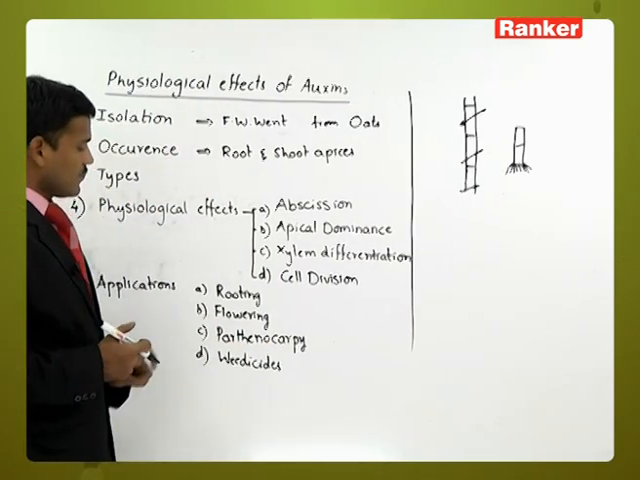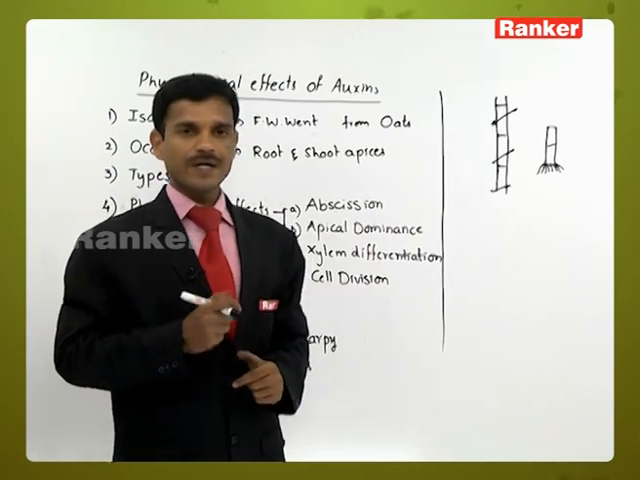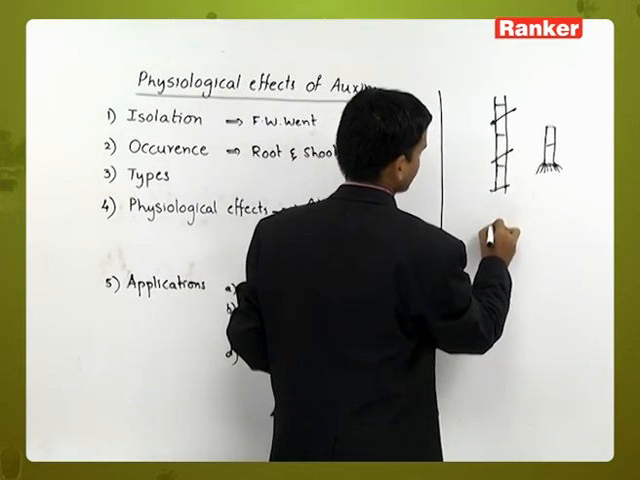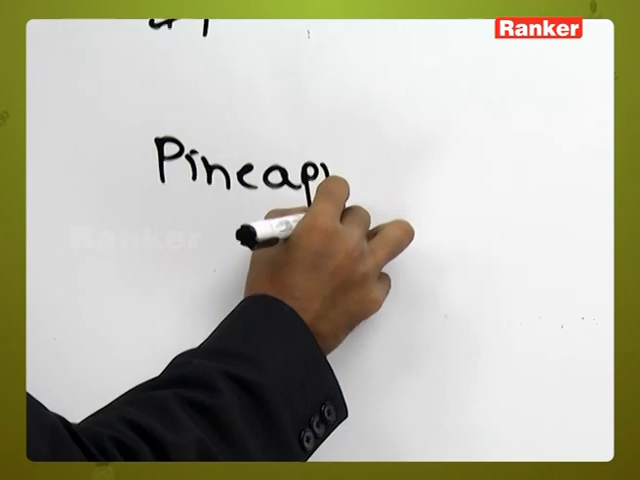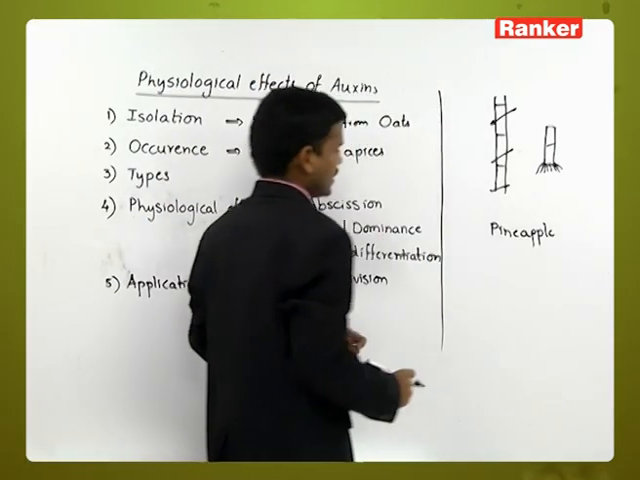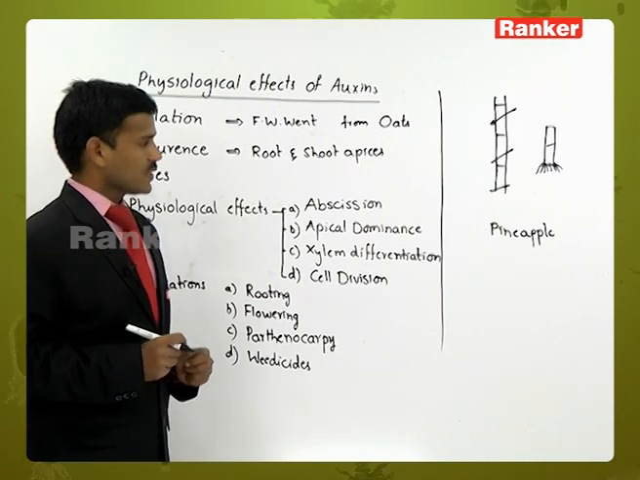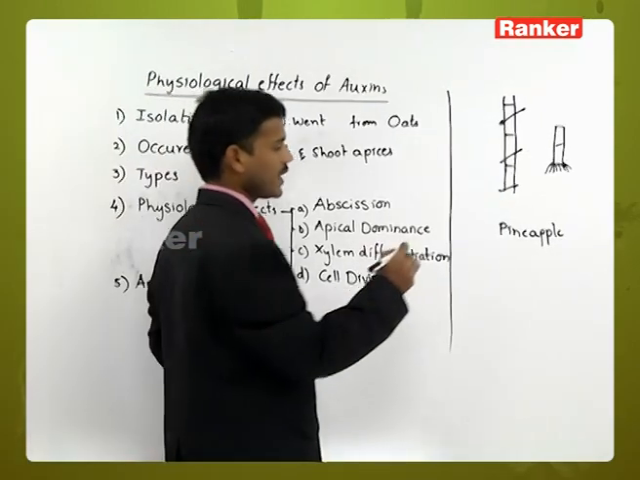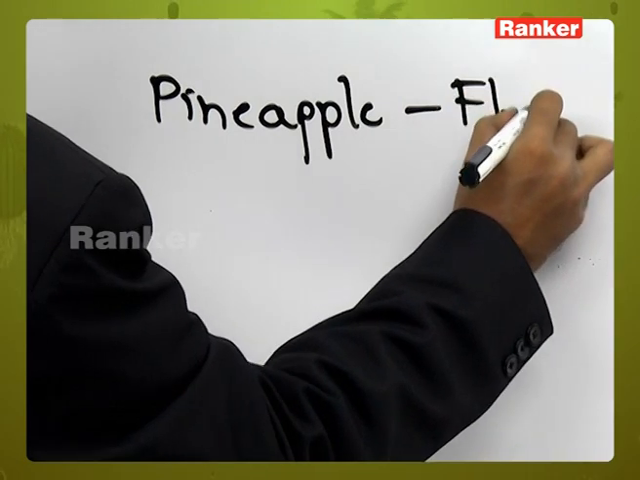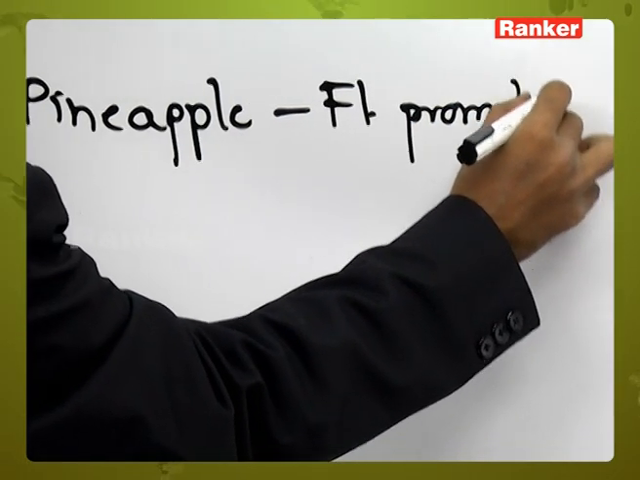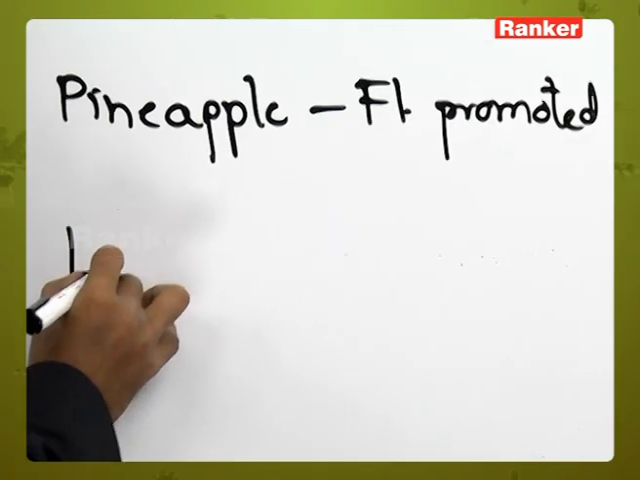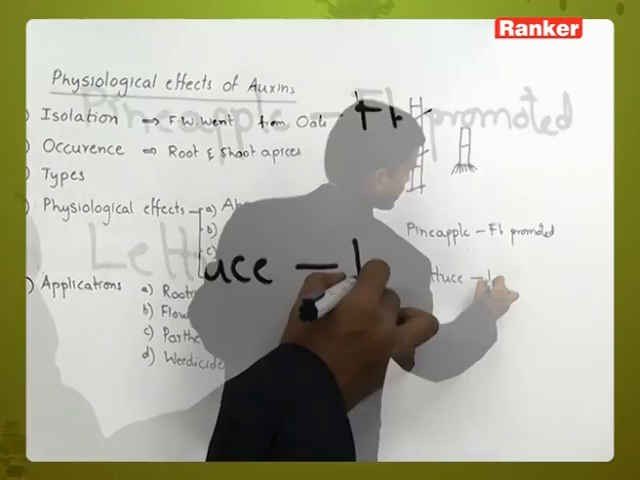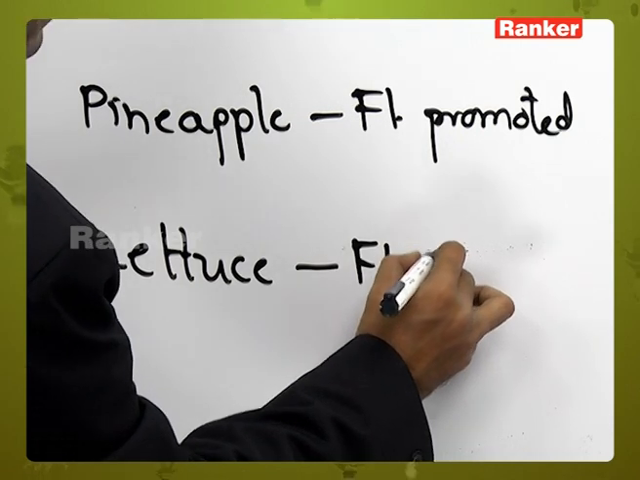Next, flowering. Flowering is sometimes promoted and sometimes inhibited. Flowering is promoted in pineapple in a low concentration of auxin. If the auxin concentration is low, it promotes flowering. So in pineapple, flowering is promoted. Next, in the lettuce plant, flowering is stopped or inhibited.